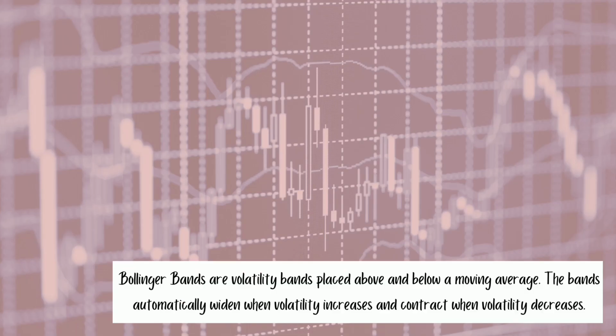Bollinger Bands are popularly used by traders in many markets. They are volatility bands placed above and below a moving average. The bands automatically widen when volatility increases and contract when volatility decreases. Bollinger Bands can also be used to identify overbought and oversold levels, trends, and breakouts. Let's move over to a live chart to see how we can use this indicator strategy to trade within the market.